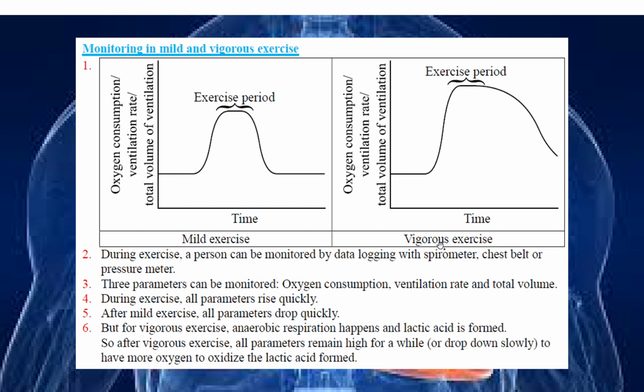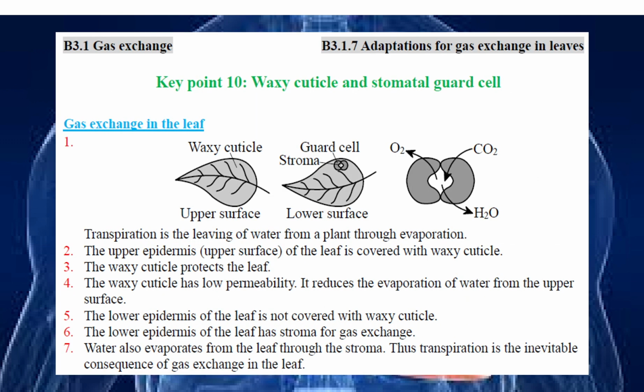But with vigorous exercise, what happens? Remember, not enough oxygen, so anaerobic respiration happens, and lactic acid appears in your muscle. And even after you do the exercise, you need high oxygen consumption to oxidize the lactic acid. So it drops slowly after vigorous exercise, mainly because of anaerobic respiration, the lactic acid there, and you take more time to oxidize the lactic acid.